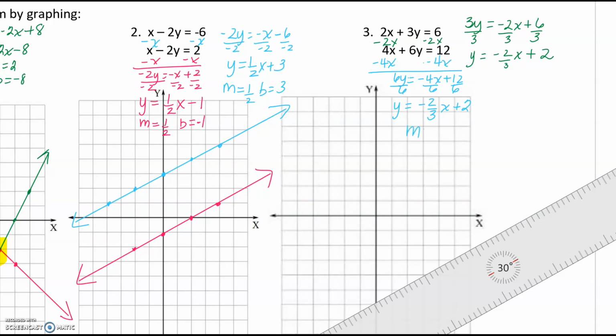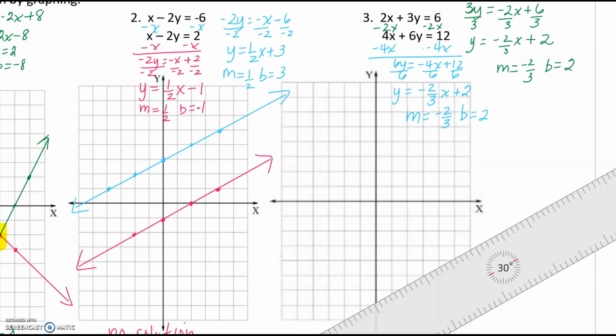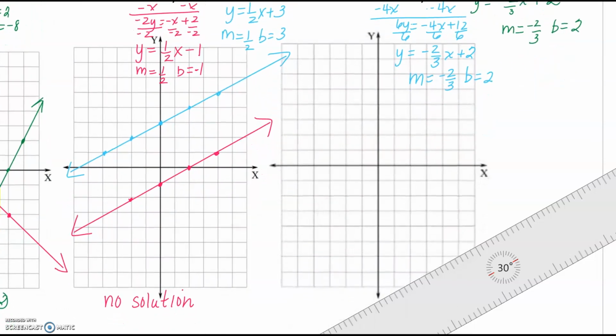My slope is negative 2/3. My intercept is 2. In my green line, my slope is negative 2/3. My intercept is 2. When I look, I have the same line, same slope. This is going to be infinite solutions.